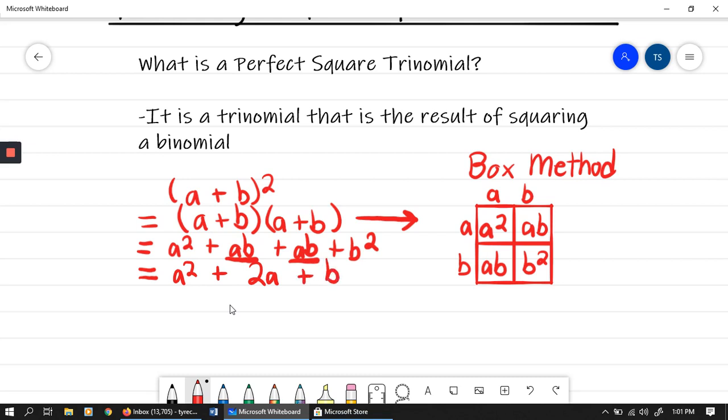So when we square a binomial, the form that you're seeing here is the form for a perfect square trinomial. I'll show you different examples, but that is the perfect square trinomial form right there. I had left off the squared before, but we got it now.